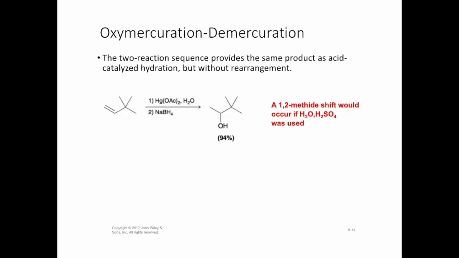So the two-reaction sequence using oxymercuration-demercuration provides the same product as acid-catalyzed hydration, but without rearrangement. So if you had instead used just acid and water, what products would you have gotten here?